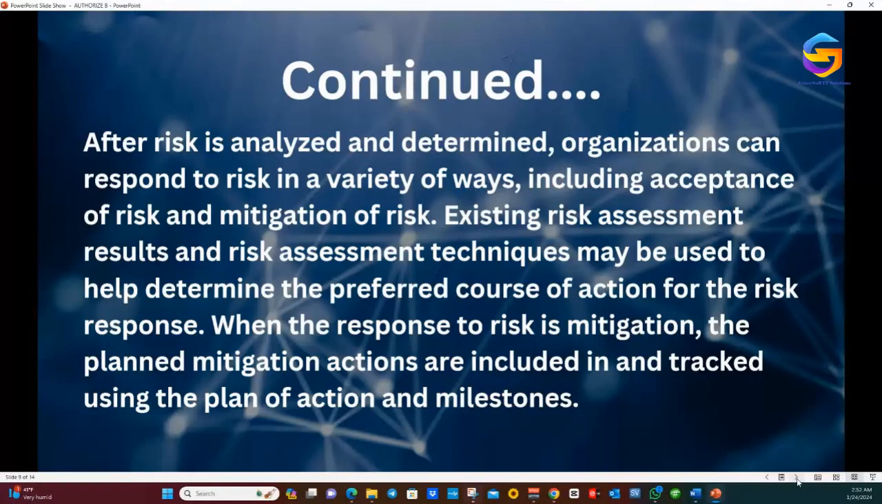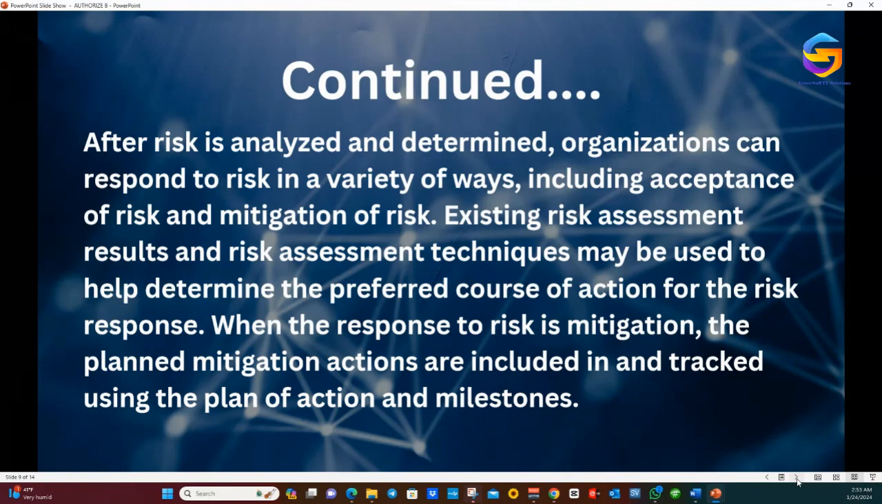Now, after risk is analyzed and determined, organizations can respond to risks in a variety of ways, including acceptance of risks and mitigation of risks. Existing risk assessment results and risk assessment techniques may be used to help determine the preferred course of action for the risk response. When the response to risk is mitigation, the planned mitigation actions are included in and tracked using the plan of action and milestones.